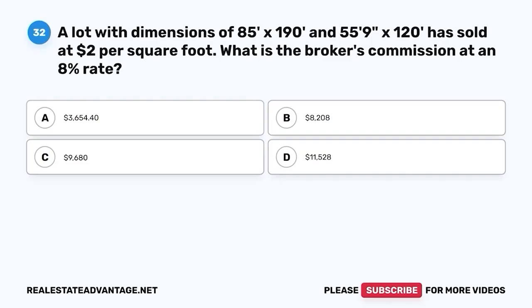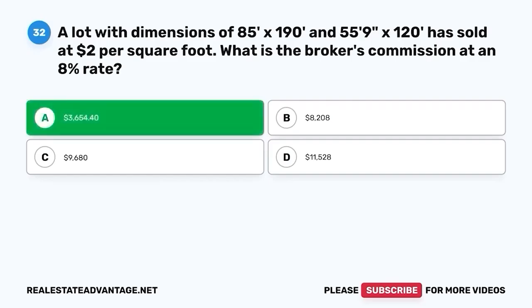Question 32. A lot with dimensions of 85 feet by 190 feet and 55 feet 9 inches by 120 feet has sold at $2 per square foot. What is the broker's commission at an 8% rate? A. $3,654.40. B. $808. C. $9,680. D. $11,528. The correct answer is A. $3,654.40.